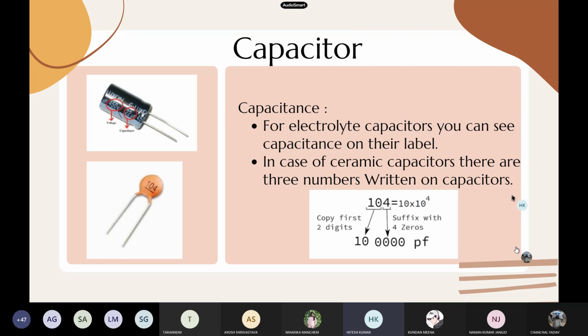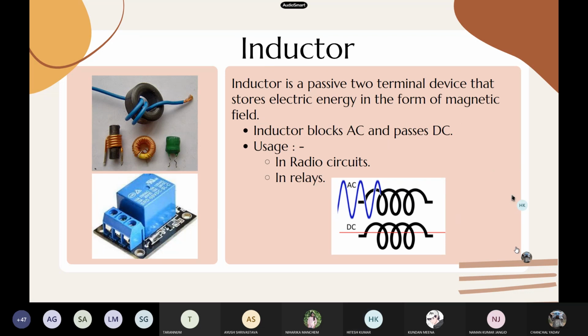Now let us move to our next component, that is the inductor. An inductor is a passive device that is used to store electrical energy in the form of a magnetic field. A capacitor stores energy in the electric field, and an inductor stores energy in the form of a magnetic field. A capacitor blocks DC and allows AC to pass. Opposite to a capacitor, an inductor blocks AC and passes DC current.